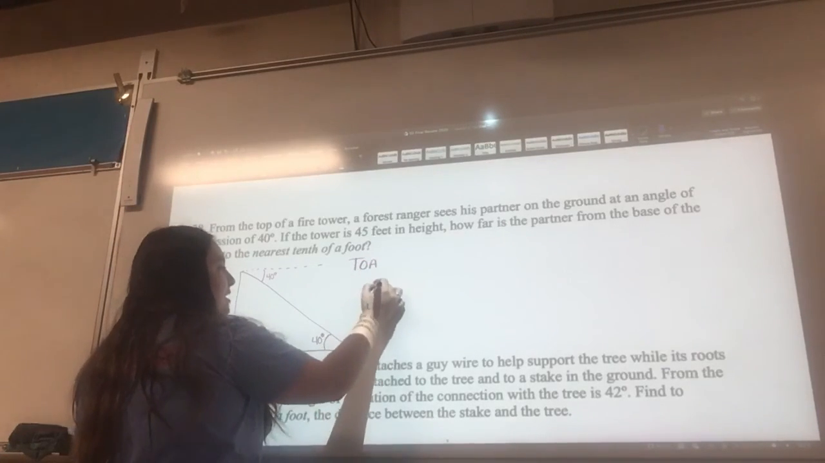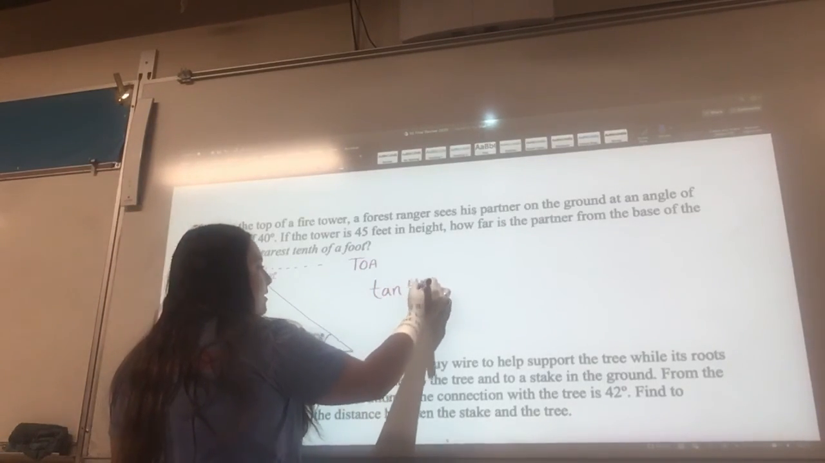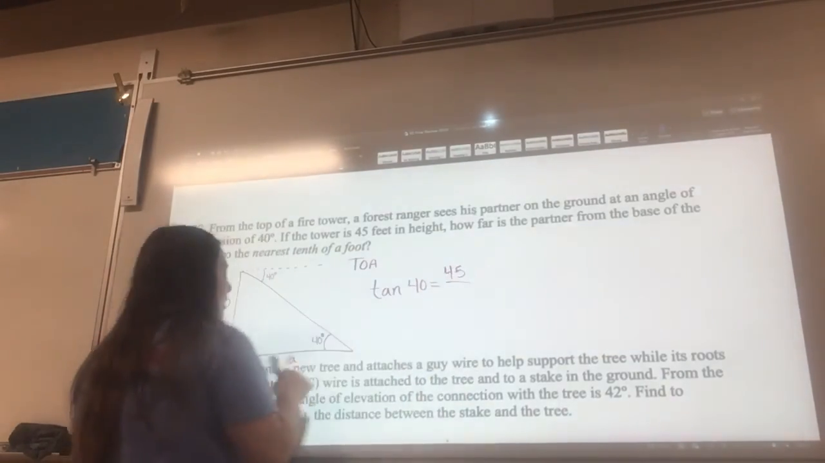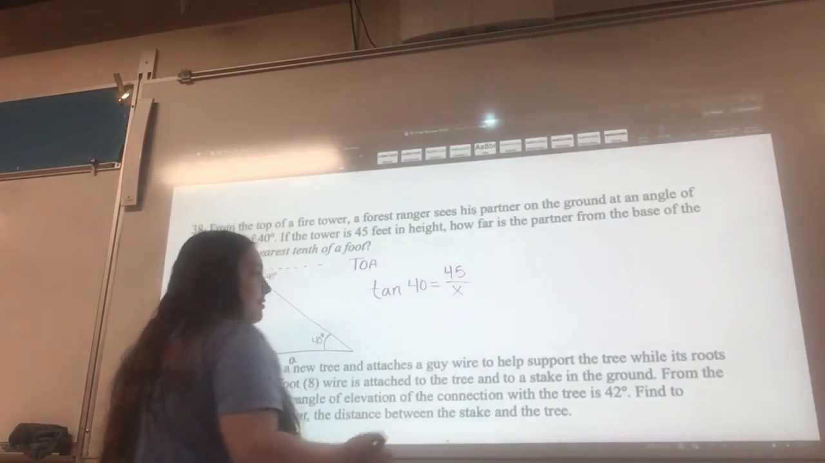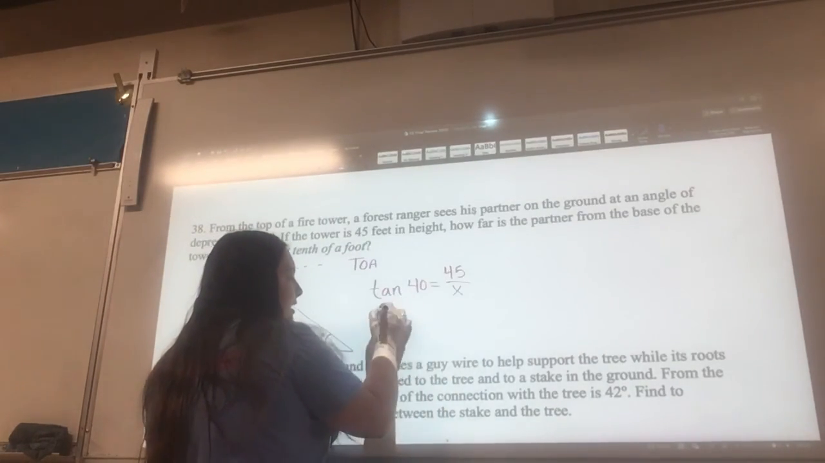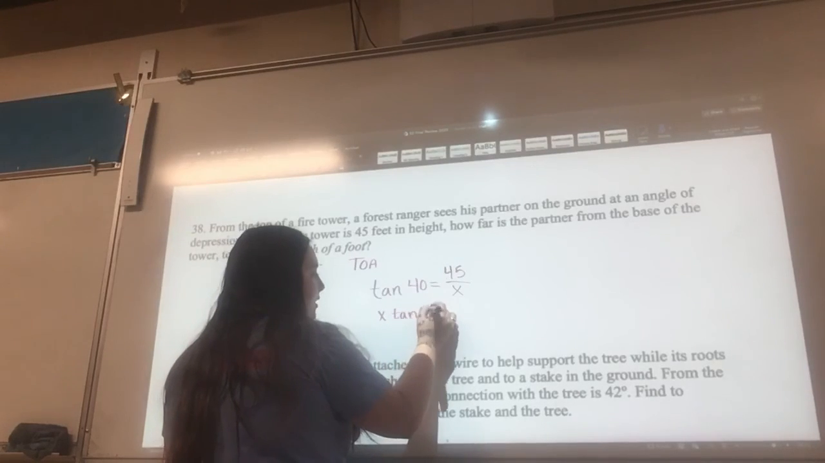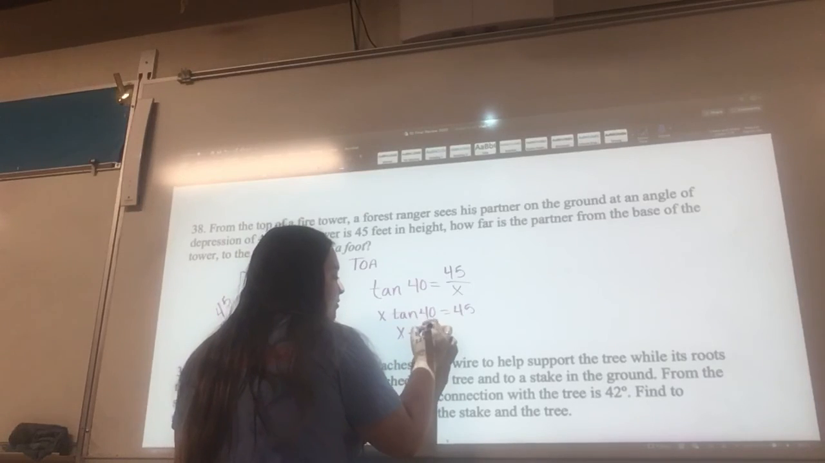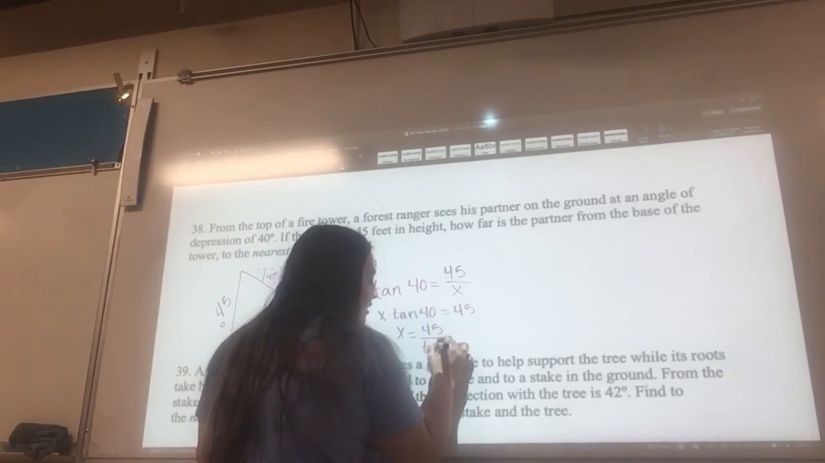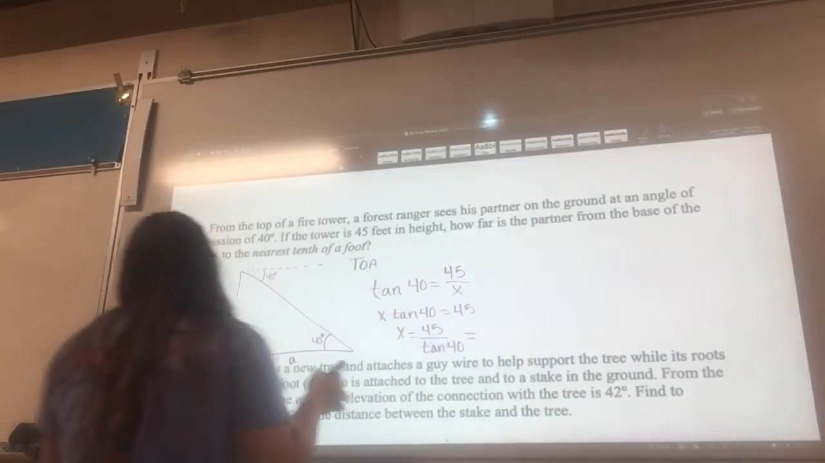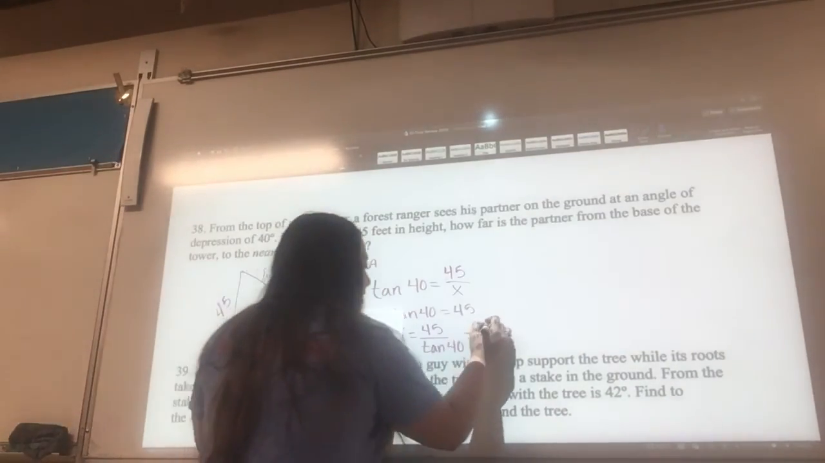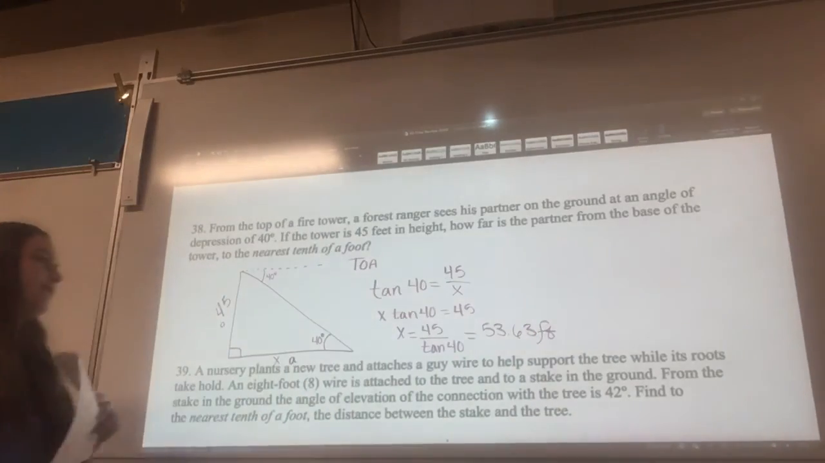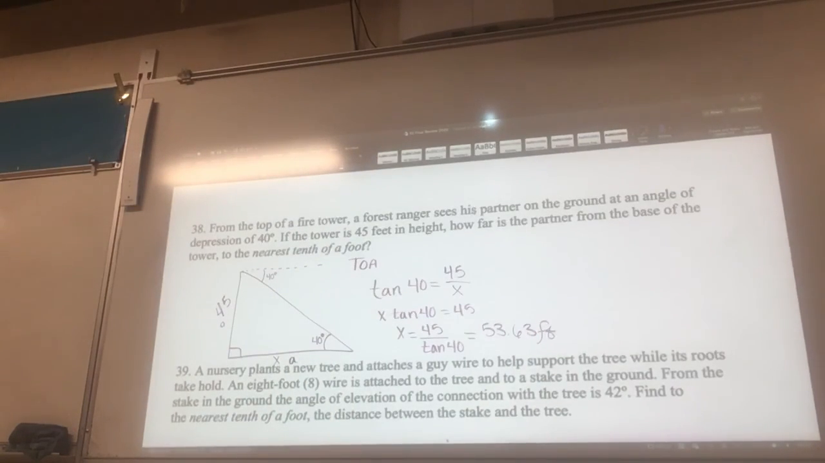So that means we're going to say tangent of our 40 degrees equals opposite 45 over our unknown adjacent, x. We cross multiply to see x is tangent of 40 equal to 45. Divide by tangent of 40, so x equals 45 divided by tangent of 40. You're going to plug that into your lovely handy dandy calculator, and you're going to see it is 53.63 feet. Okay. All right. So that's the last problem I'm going to do.